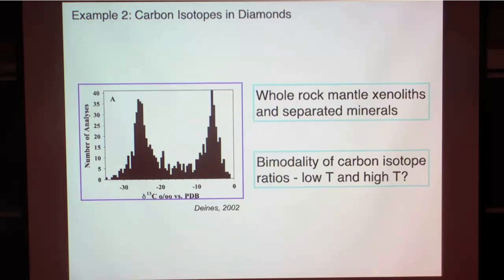A lot of people didn't understand why this was. And so one hypothesis was that, well, maybe this is the higher temperature carbon isotope value, and this is lower temperature.